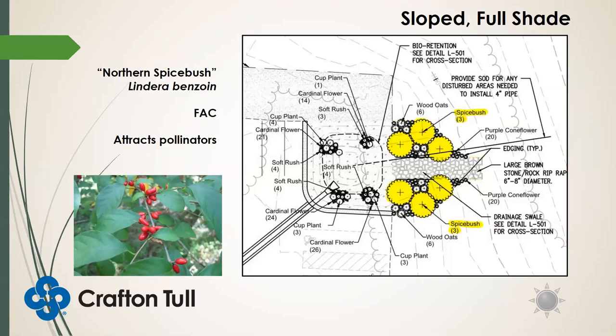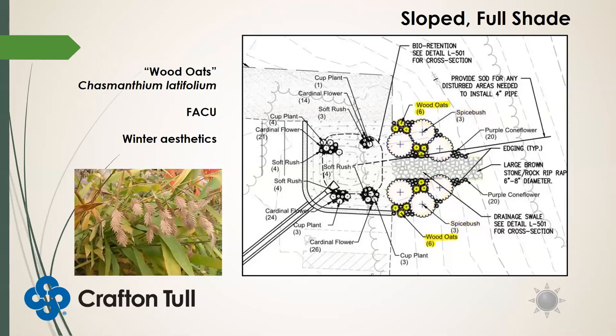I enjoyed it. Wood oats, Chasmanthium latifolium, facultative upland species. I really like these because they provide great winter aesthetics. You see these little seed heads on them, and those will usually hang around for a lot of the winter. So when everything else is dead and gone, this sticks around, and it helps provide aesthetic value. I think that's really important, because public buy-in is really going to be crucial. We want to make sure that the public sees these, likes them, thinks they're pretty, and is inspired to implement similar projects, either in their homes, businesses, or cities.